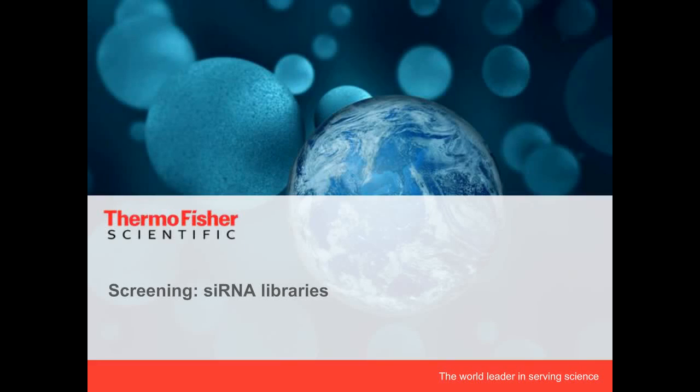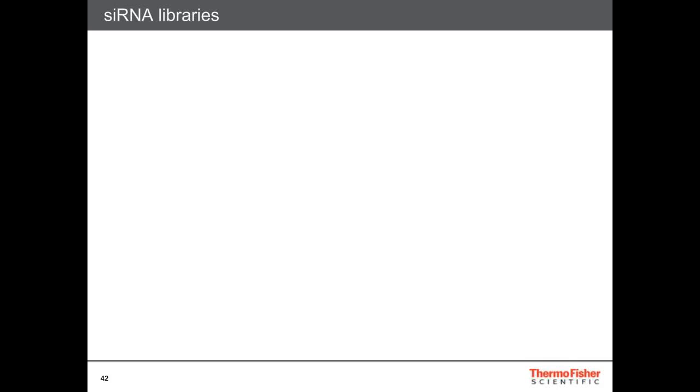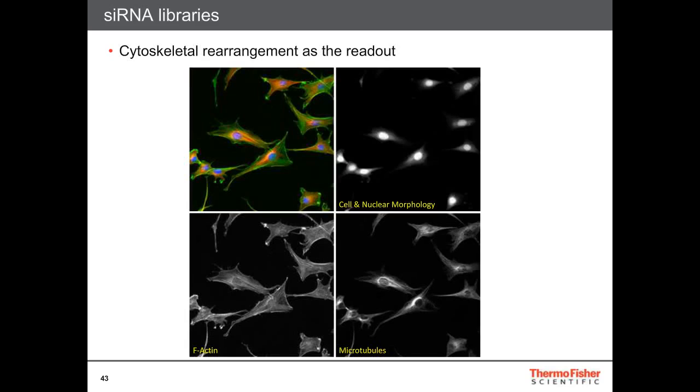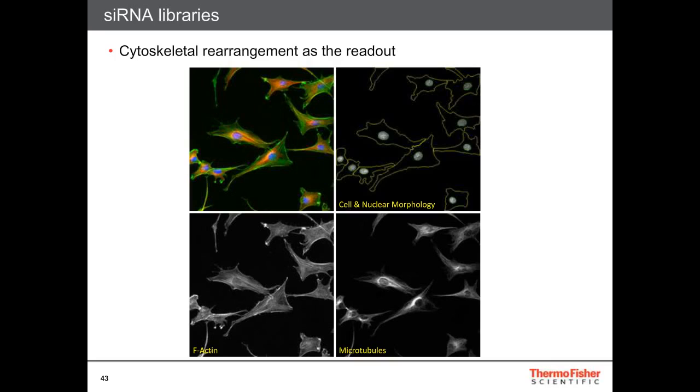Let's look at some screening applications. We're just going to show you an example of an siRNA library. Here we used a small focused library against the kinome, so that's all the kinases in the genome. We use cytoskeletal analysis as a distal point, so looking at how these kinases across the spectrum may affect cytoskeletal structure. We were looking not only at F-actin, as I detailed before, but also microtubules. We'll also use some of our whole cell stains, the CellMask stains, to look at cell and nuclear morphology to see if they're changing.